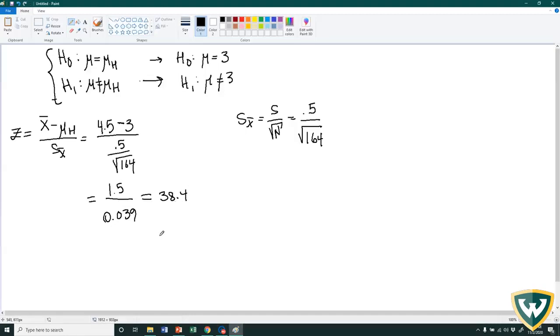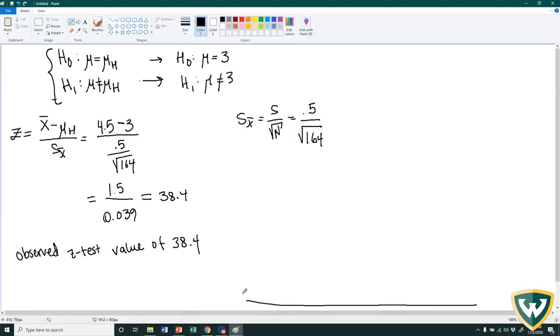So what happens now? What we see is that we got an observed z-test value of 38.4 without me saying anything about the critical z or etc. Let me show you on a z world where 38.4 lies.